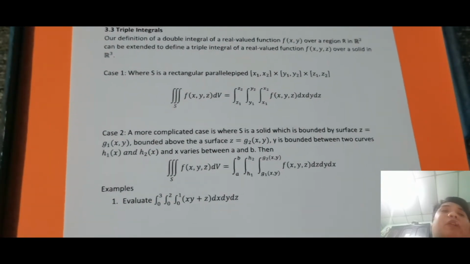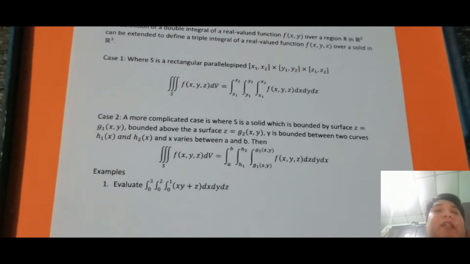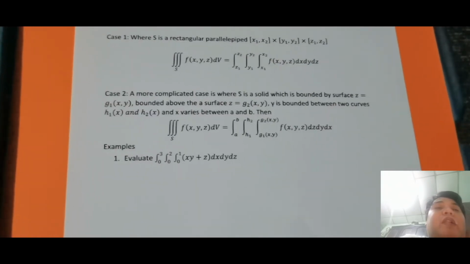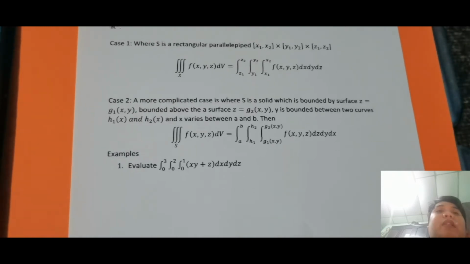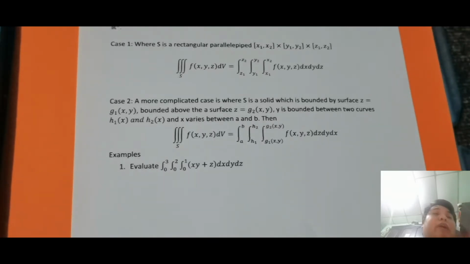Tulad nga na itong example number 1 natin. So, let's have an example. So, evaluate the integral from 0 to 3, integral from 0 to 2, integral from 0 to 1 ng xy plus z, dx, dy, and dz. Okay, so ito ay triple integral. So, nagawa naman natin sa proba.